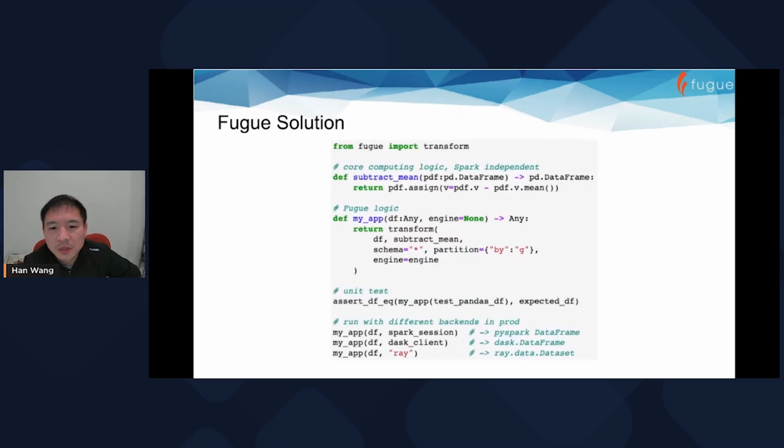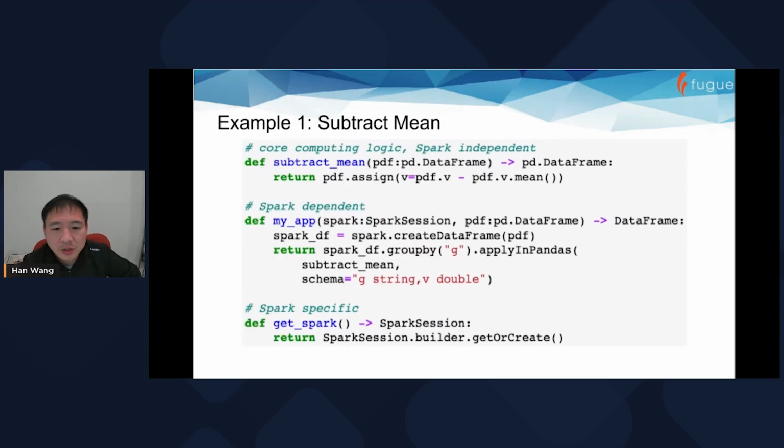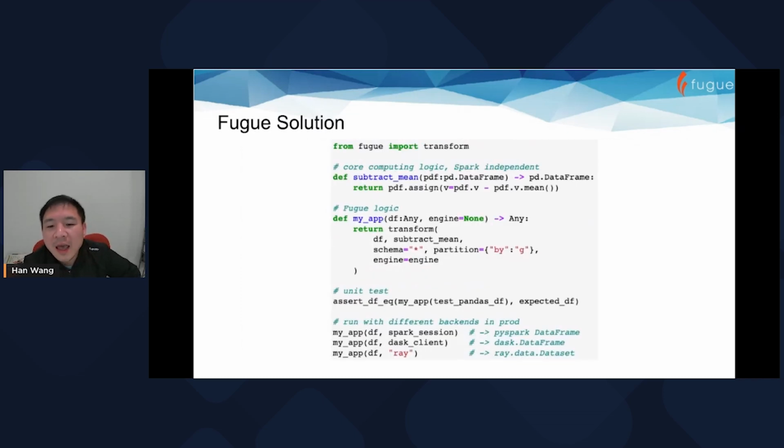We just import the transform from Fugue, and inside the my app, we just call the transform function, where you can notice that the input of my app has been changed, right? The previous one takes in a Spark session and a Pandas data frame, right? Now we're taking any type of data frame, and we also have an engine parameter. So all these parameters will be passed into the transform function. So why do we want to rewrite in this way?